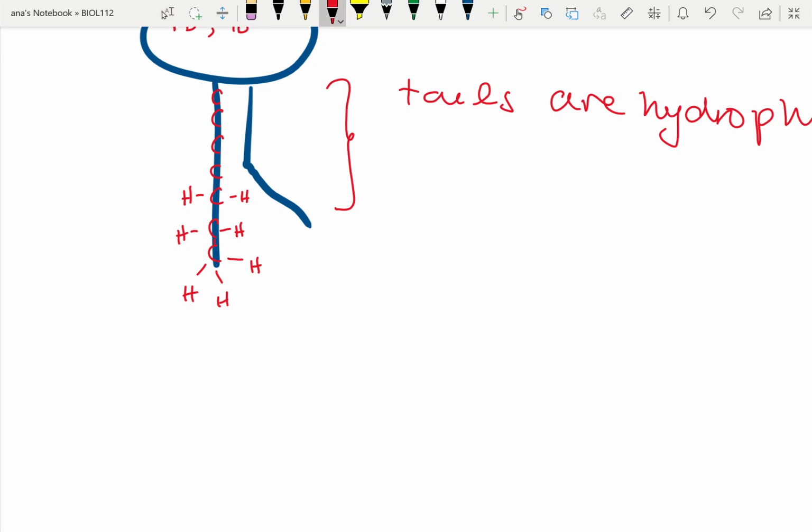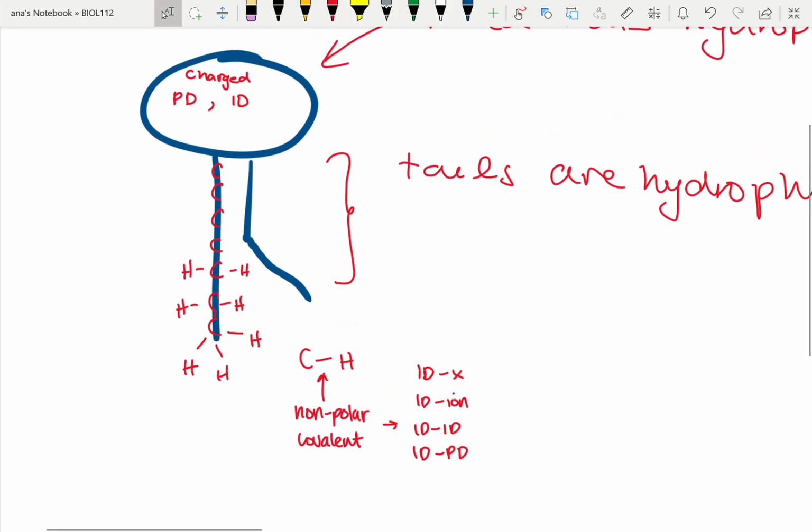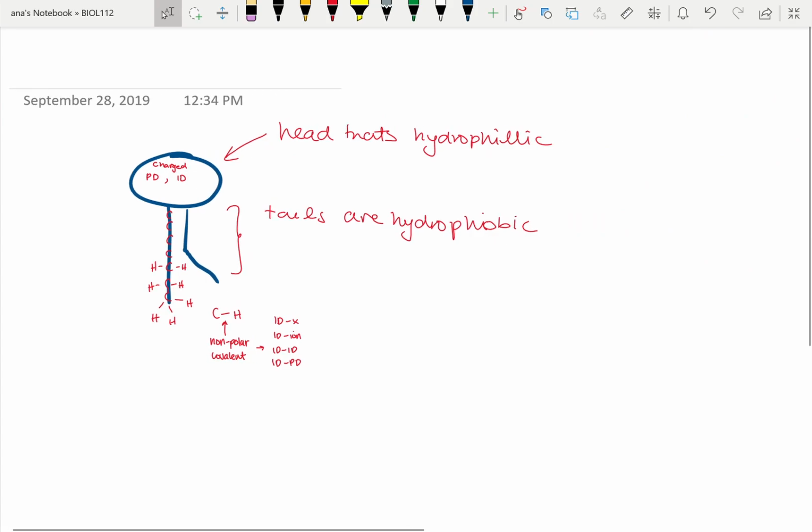So when we think of this, like I mentioned in my last video, you have a carbon-hydrogen bond. This bond is non-polar covalent, which means the possibilities for carbon-hydrogen interacting with other things can be anything with ID and then something else. So you could have ID-ion, ID-ID, and ID-PD. So that's the main idea when looking at a phospholipid.